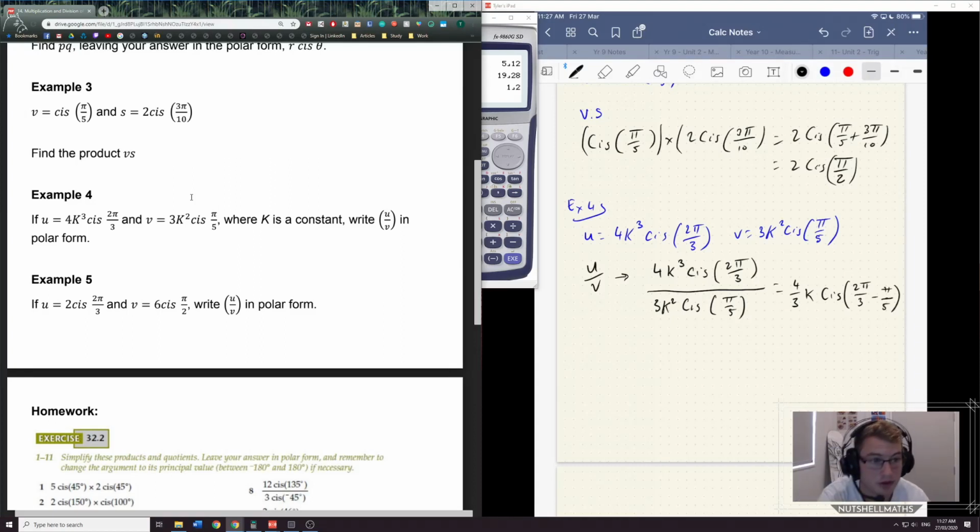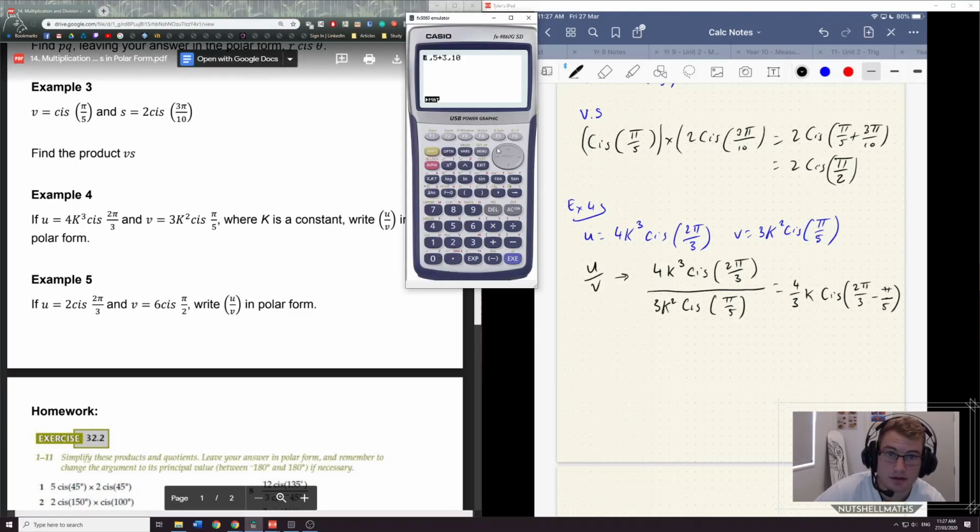Oh, it's getting small, sorry. So let's type it into our calculator because I don't really like doing fractions. 2/3 minus 1/5, 7/15. So we're going to have 4 by 3k cis, what do we got? 7 pi by 15. Double check my answer. That's what I got. And we're good.